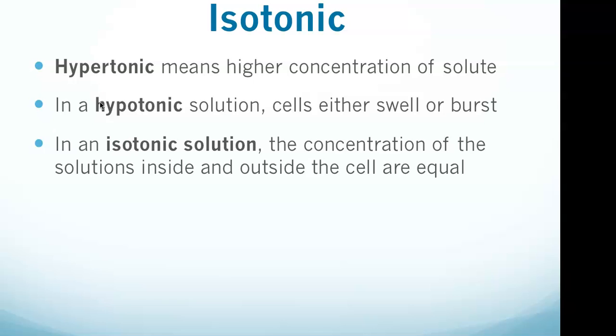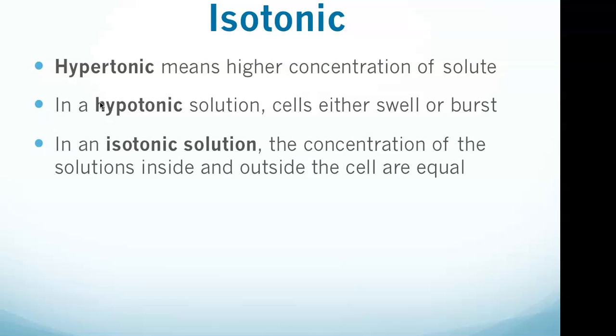So we're going to look, it just says isotonic on the screen, but we also look here at hypertonic and hypotonic and be able to compare and differentiate the three. Hypertonic means higher concentration of solute. In a hypertonic solution, cells shrink due to water flowing from a higher water potential to a lower water potential. Cell shrinking is referred to as plasmolysis.